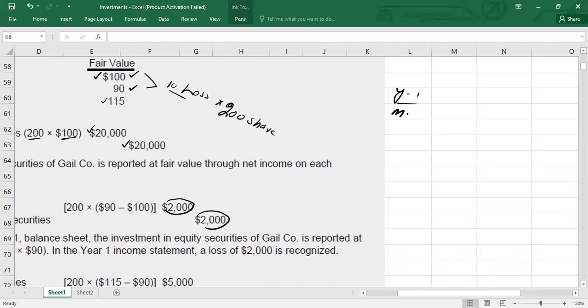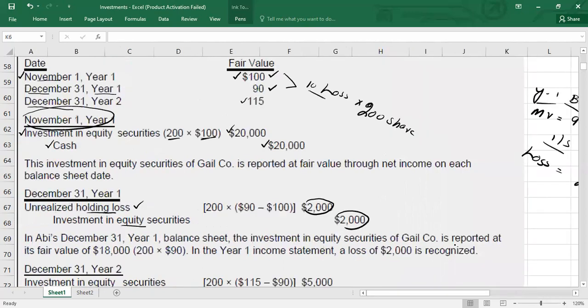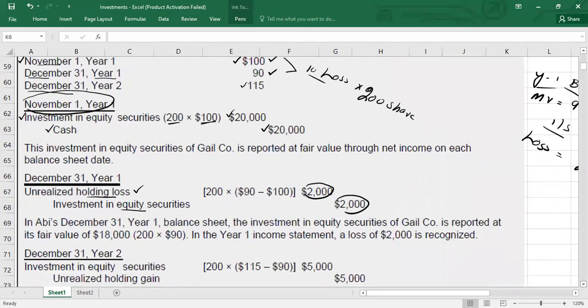The market value is $90, and the number of stocks is 200. If you multiply, you will get 18,000. This will be the presentation in the balance sheet in year 1. In the income statement, of course, you will write the loss of 2,000 which you have calculated. Here we go. Then what happened in year 2?